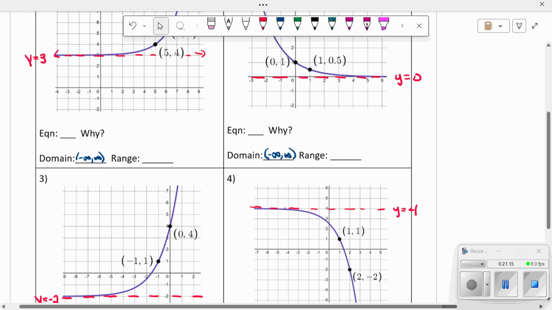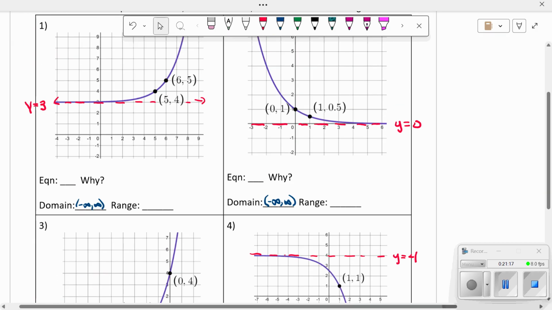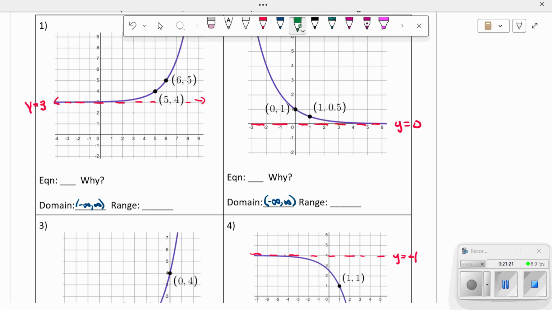The range, once I have the asymptote, is not bad. The asymptote is either the starting number or the ending number. In this first graph, my y equals 3 is my low y, and I go up forever. So it goes 3 to infinity.